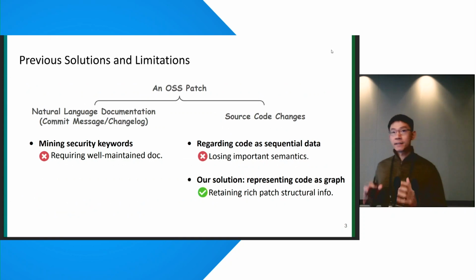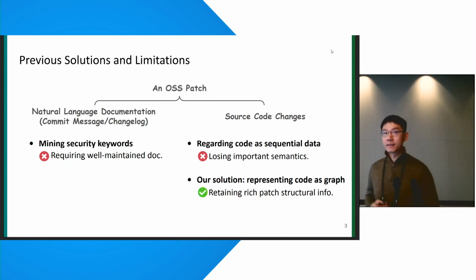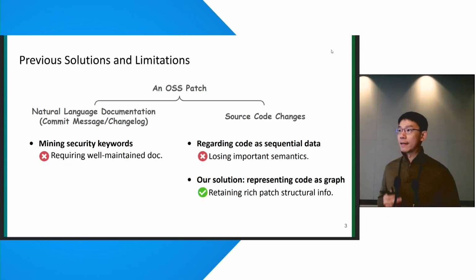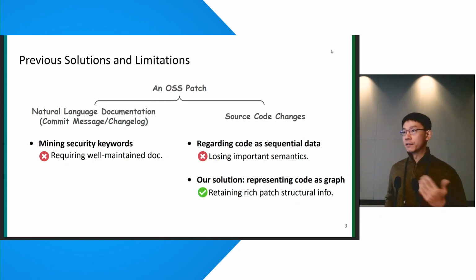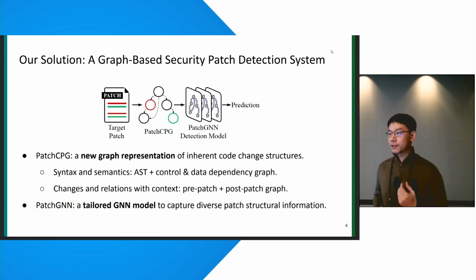To detect these hidden security patches, usually only the source code changes are available since not all patches have well-maintained documents. However, existing solutions regard the source code as a sequence and apply sequential-based solutions. So they lose the structured information in source code, for example, the control flow relationship. In our work, we propose a new solution called GraphSPD, a graph-based security patch detection system.